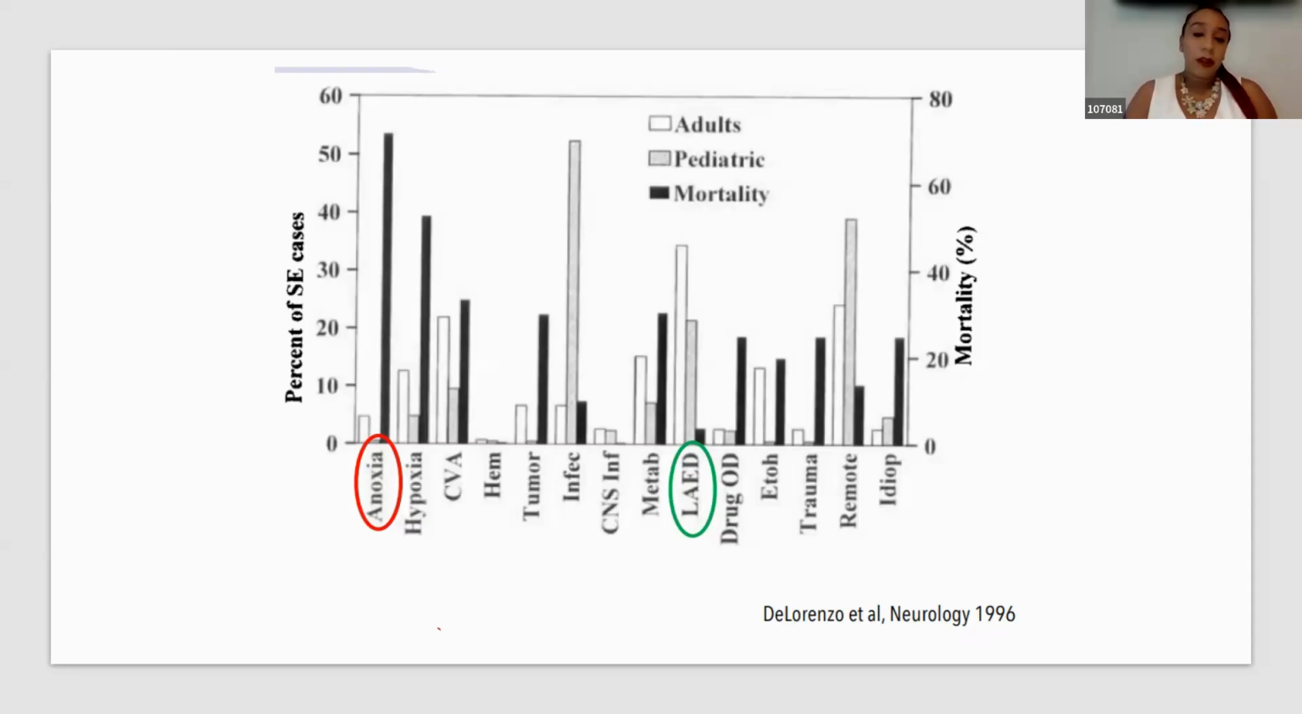And other causes of epilepsy are, as we all know, it could be metabolic, CNS infections, tumors, trauma, remote injuries, and sometimes we just don't know why someone has a seizure.